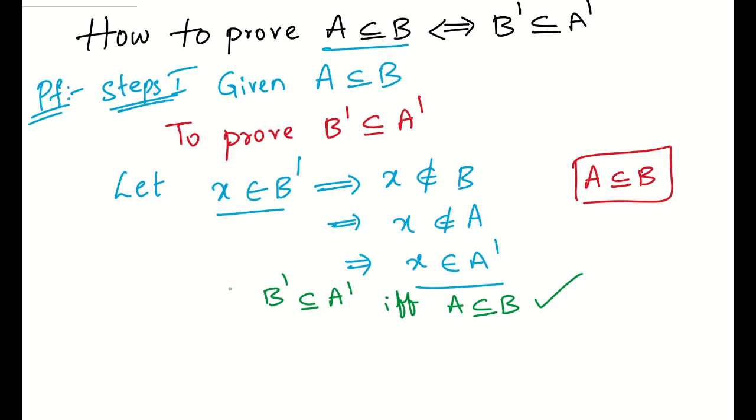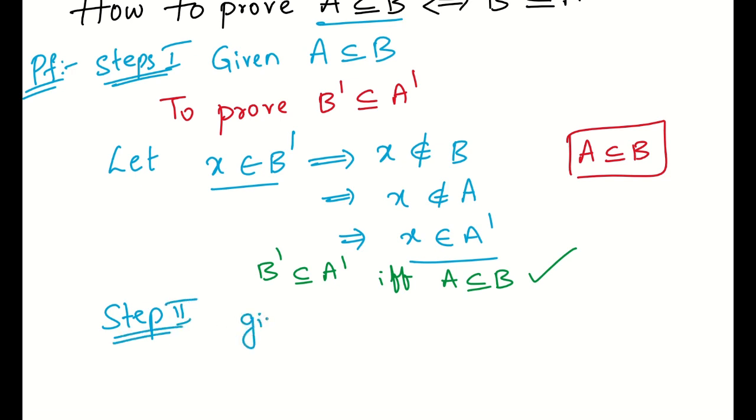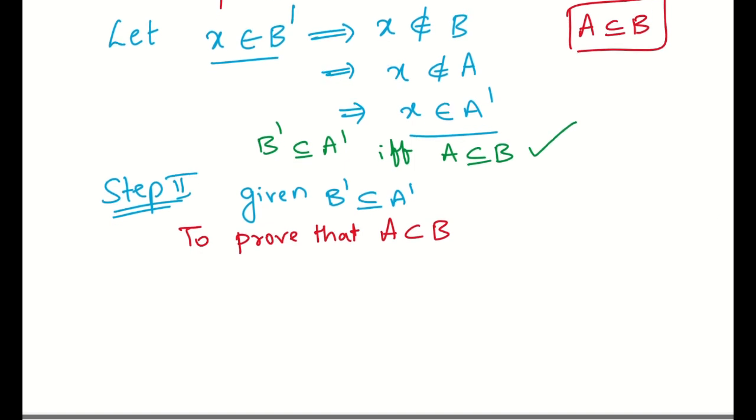Now let us see how to prove the second part. Second step. Actually, what is the second step here? We need to take as given that B complement is a subset of A complement. This is what we need to assume. Then what we need to prove? So we need to prove that A is a subset of B. Agree? So now let us see how to prove this.